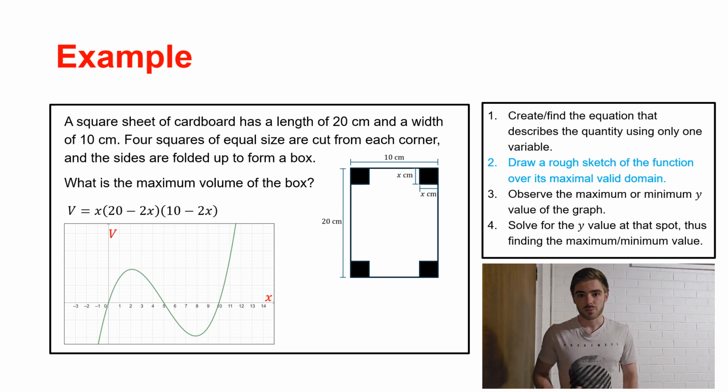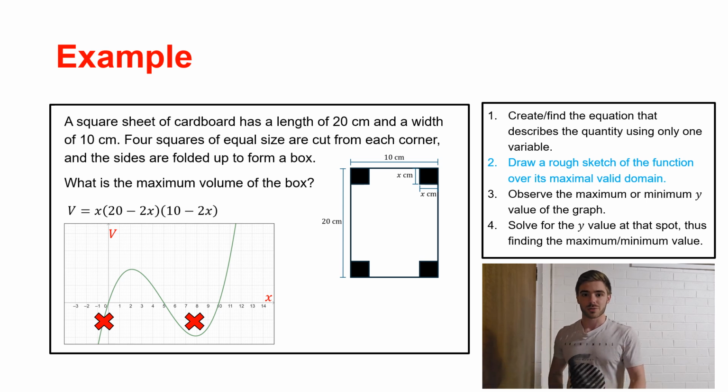The first natural one would be that volume cannot be negative. If volume is on our y-axis, then we need to make sure that anything below y equals 0 is cut out, because we can't have negative volume. The last thing we should look at is a restriction on x. Remember, x is the side length of the squares that we cut out from our original shape. Let's take a look at that picture again.